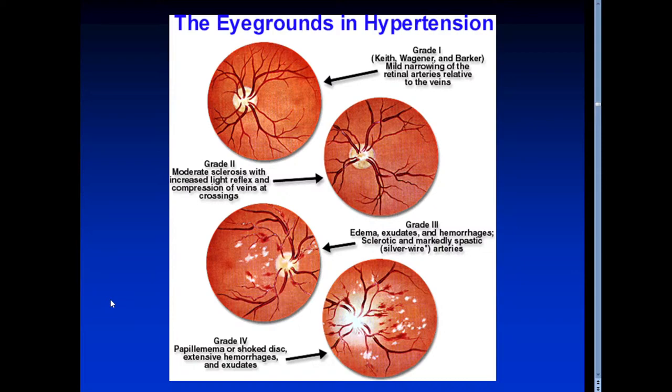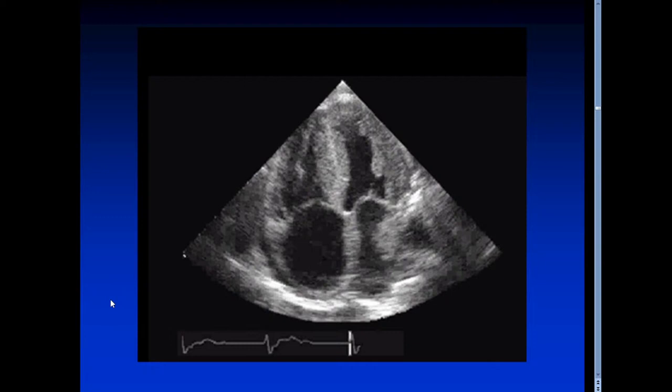Sclerotic and markedly spastic silver wire arteries. Grade 4, papilledema or shocked disc, extensive hemorrhages, and exudates. On this ultrasound examination of heart, we can see signs of hypertrophy of left ventricle.